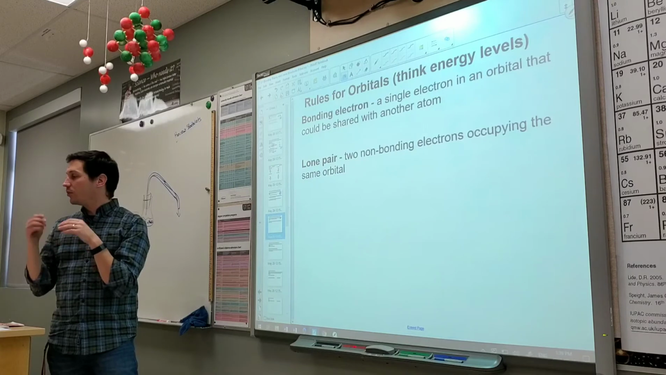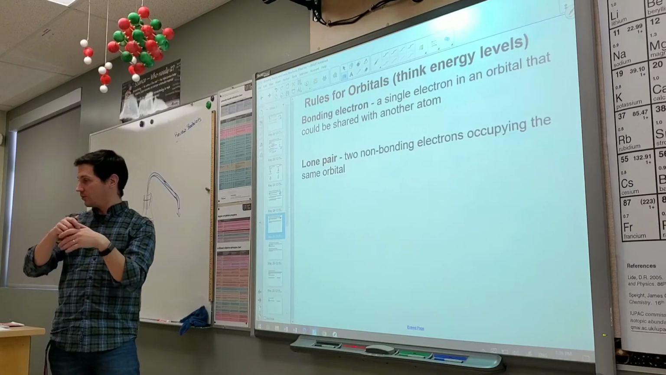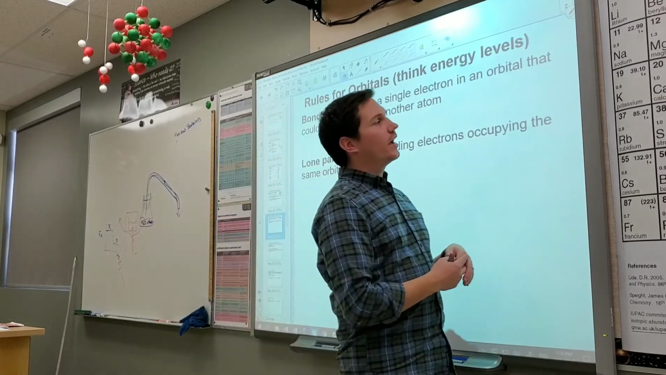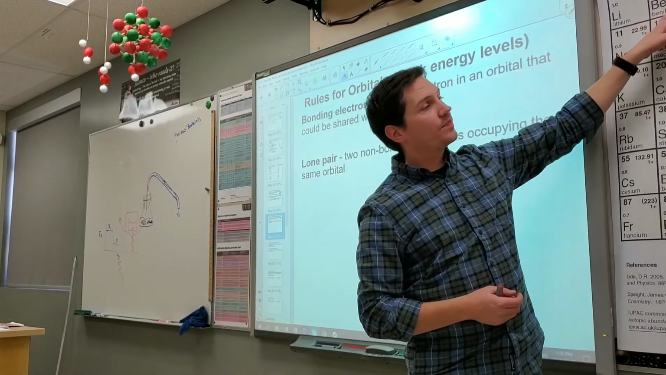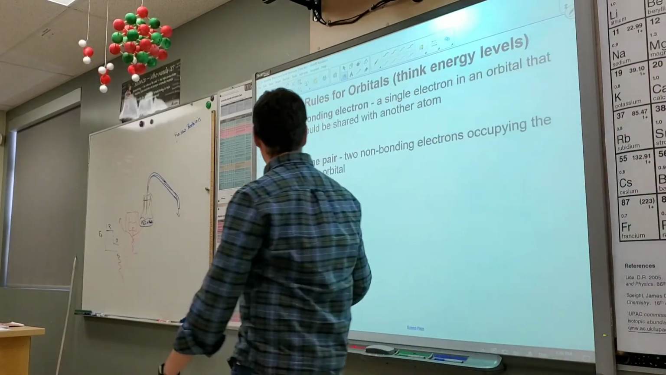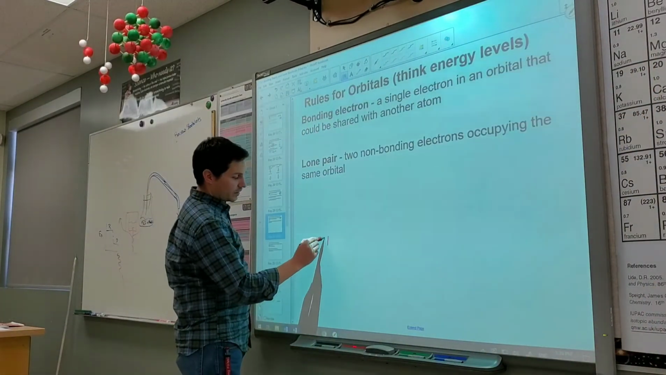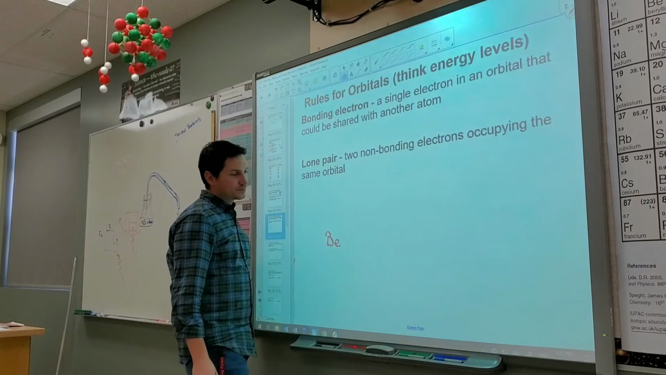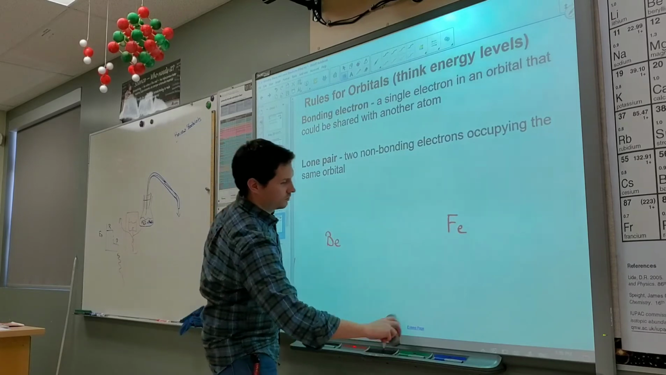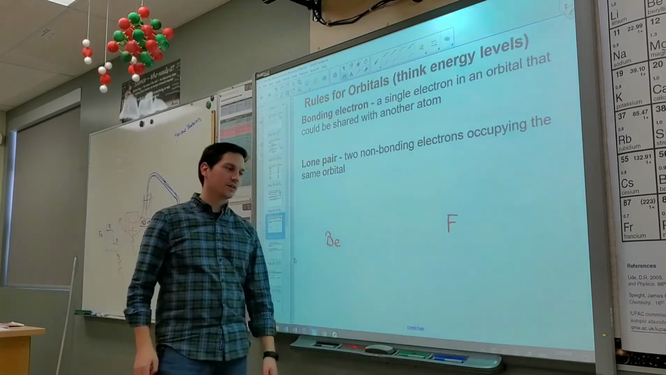Bohr diagram. We're not going to draw the shorthand. We're going to draw the circles and everything like that. Let's draw the Bohr diagram for beryllium, and then let's draw the Bohr diagram for fluorine. Okay. So over here is going to be beryllium, and over here is going to be fluorine.